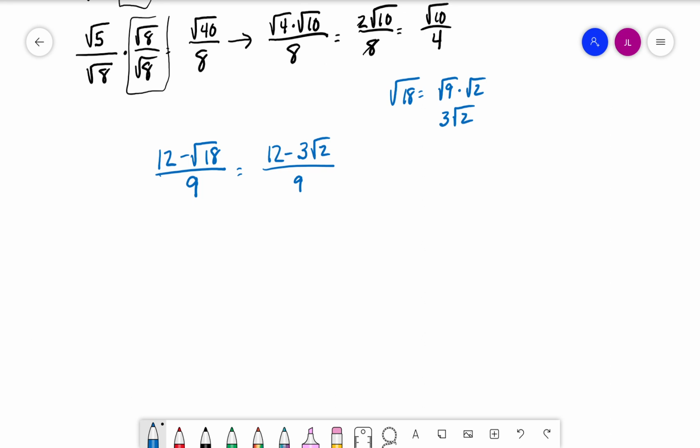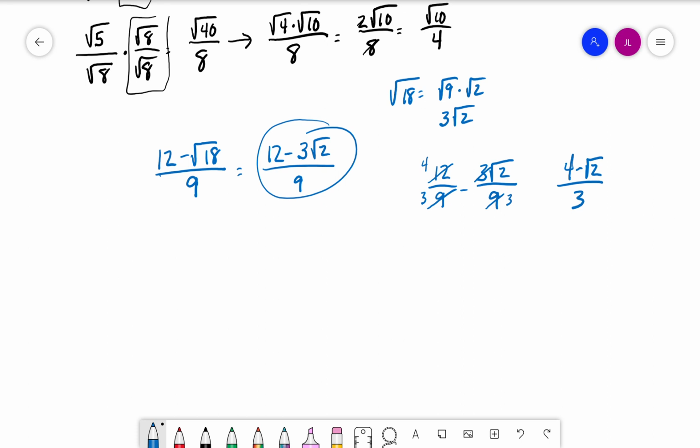Now, can we simplify this? Well, yeah, we sure can. We can rewrite this expression in this manner: 12 over 9 minus 3 square root of 2 over 9. In this case, we can factor a 3 out of both 12 and 9, which gives us 4 thirds. And we can factor a 3 out of here and here, which gives us 3 and square root of 2. So really, we're looking at 4 minus the square root of 2 over 3.